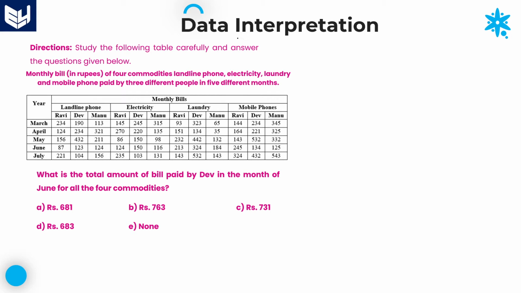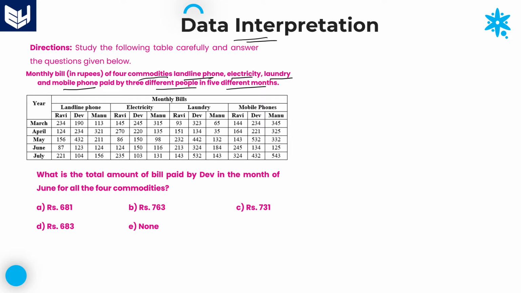In this session, I will continue tabular data interpretation problems, and these are some of the important models. Listen carefully. First of all, you need to read the information provided in the question, and after that, you need to solve the questions accordingly. The information in this table is the monthly bill of four commodities: landline phone, electricity, laundry, and mobile phone, paid by three different people in five different months.